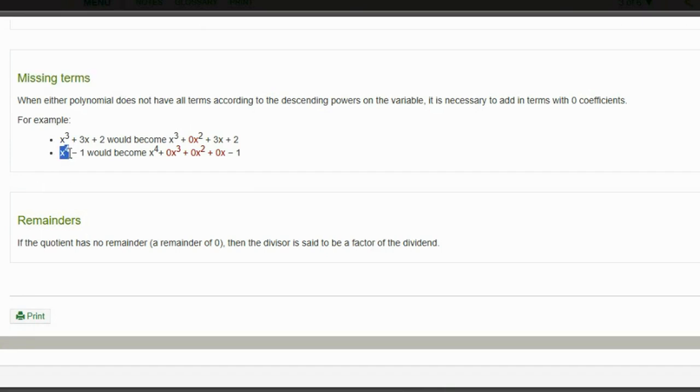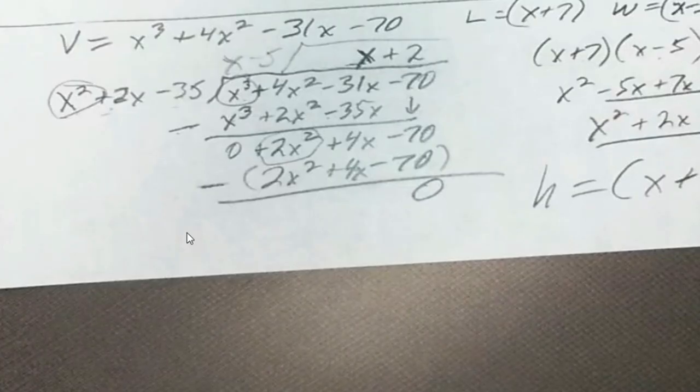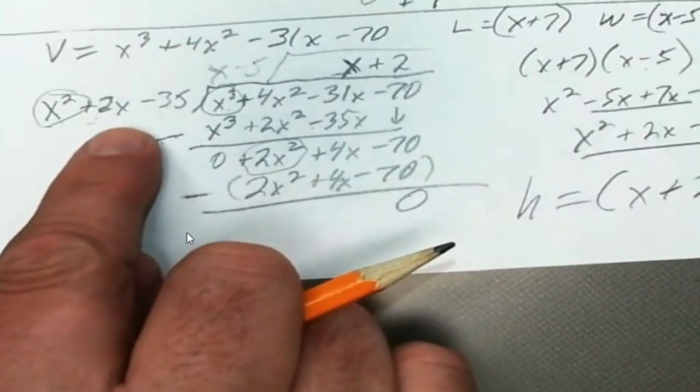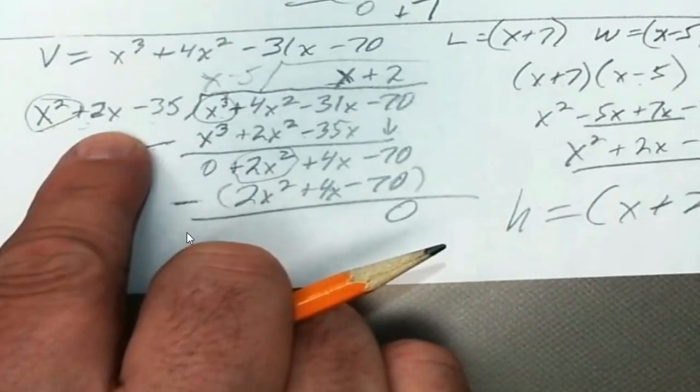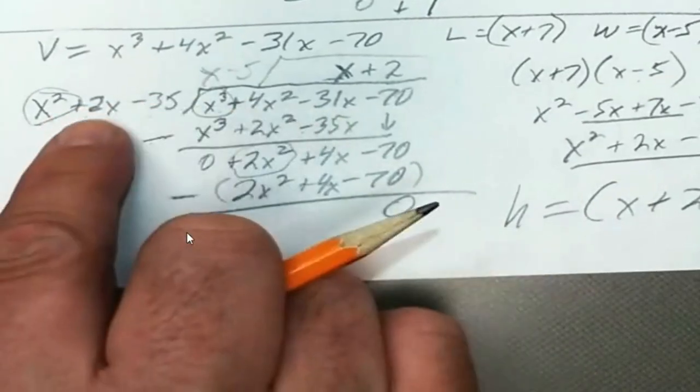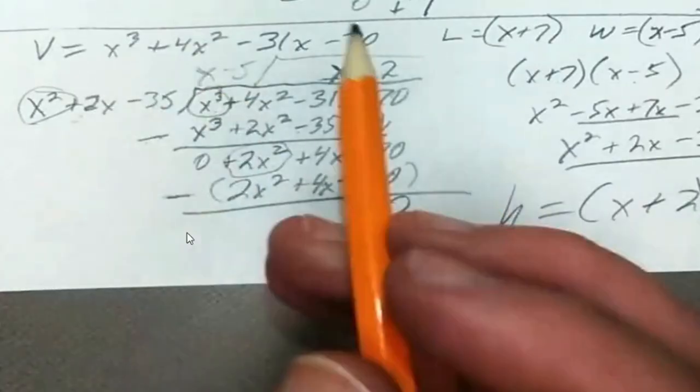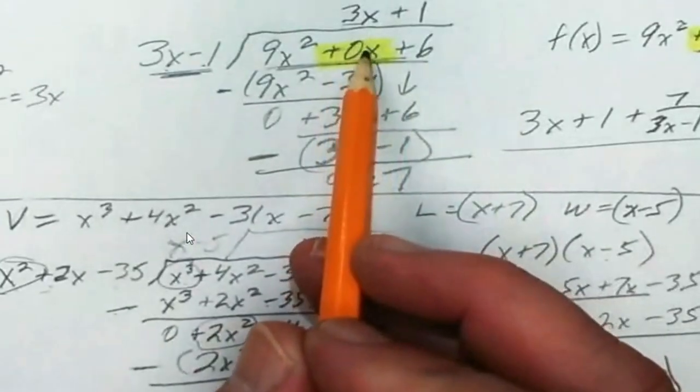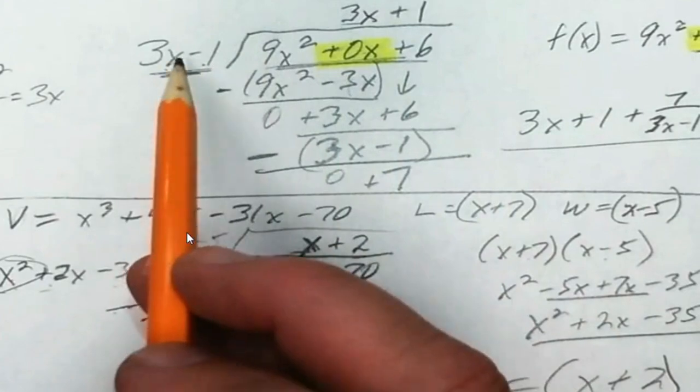Like x to the 4th minus 1. This is a good one. This might be a good example. X to the 4th minus 1 should be x to the 4th plus 0x to the 3rd plus 0x squared plus 0x minus 1 when you use that in a division problem. And this is true, I should point this out. This would be true if we were missing a term out here. We would still put the 0 out here. Either one. If we're doing this kind of division, we have to account for any missing terms in either the dividend or the divisor.